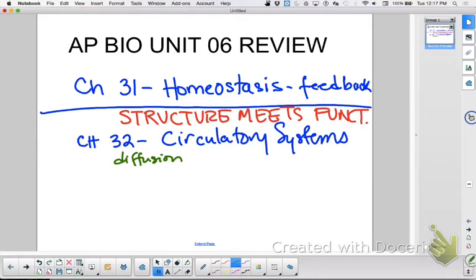Tracheal tubes, those tiny little tubes. Remember the openings, the spiracles on the side, and the branching tubes that go in and deliver gases directly to the cells. So look for those differences. I'll pull that up again.